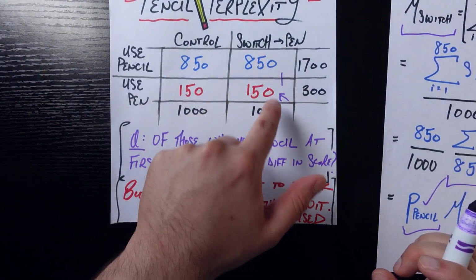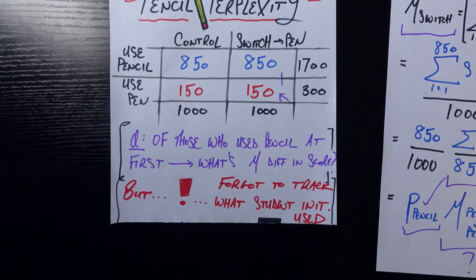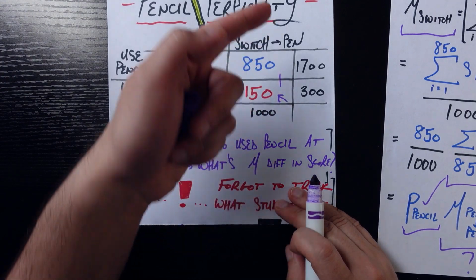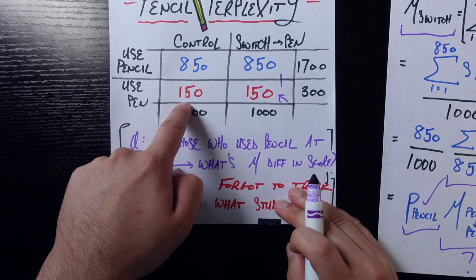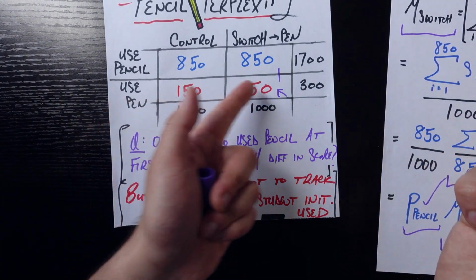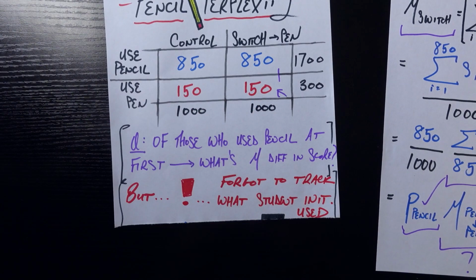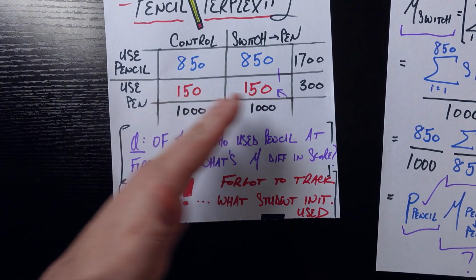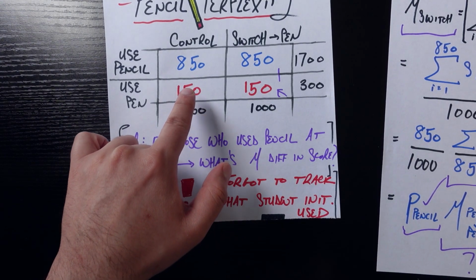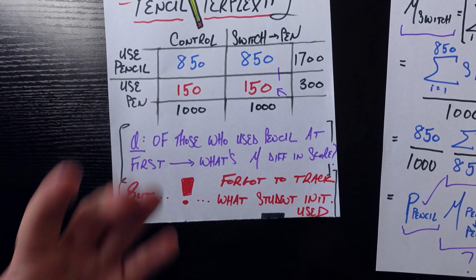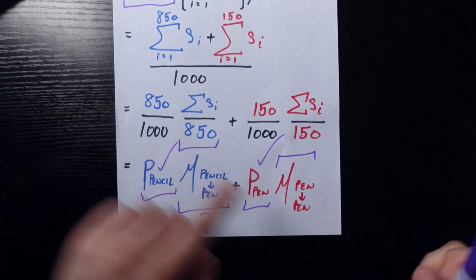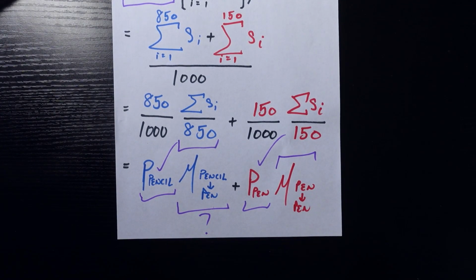Because we cannot tell these two groups apart. But we know something very powerful, which is that these 150 students were originally using pen and were allowed to keep using it. And these 150 students were originally using pen and also just allowed to keep using it. So there's no difference experimentally between these two groups. And therefore, we can assume that the average test score should be the same between these two groups. So all we have to do now is calculate the average test score for these 150 students, who, as we said before, we are able to distinguish pretty clearly. And we can just plug that in right here. And so we have everything we need.